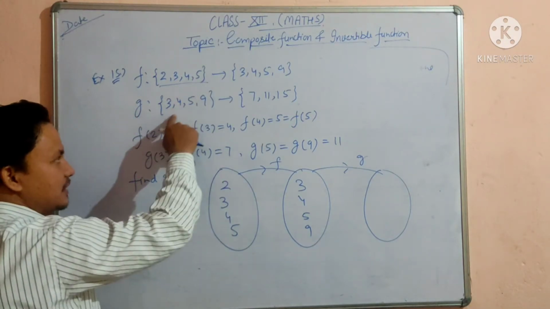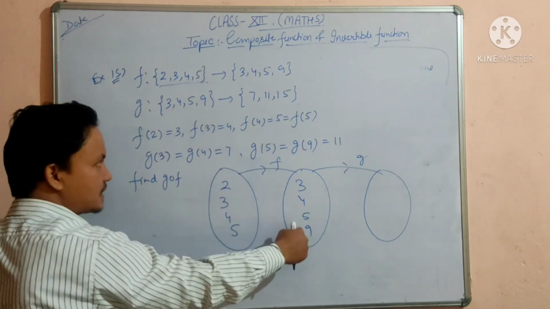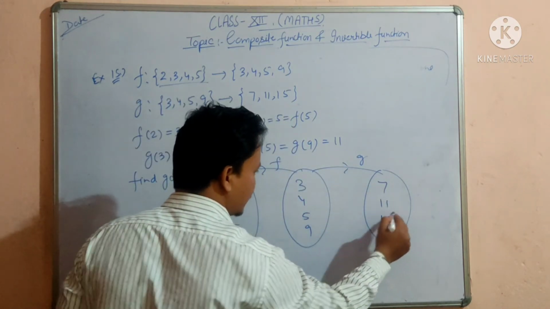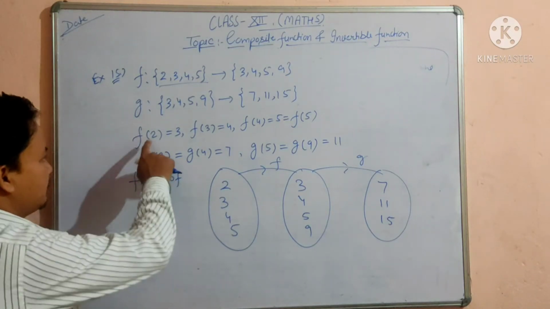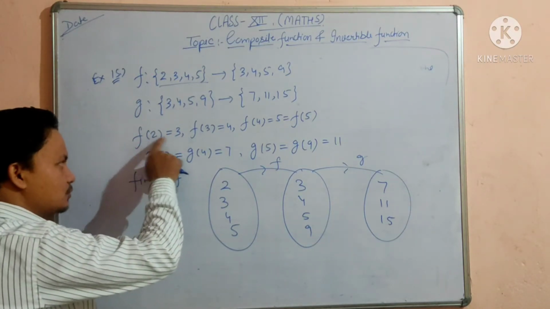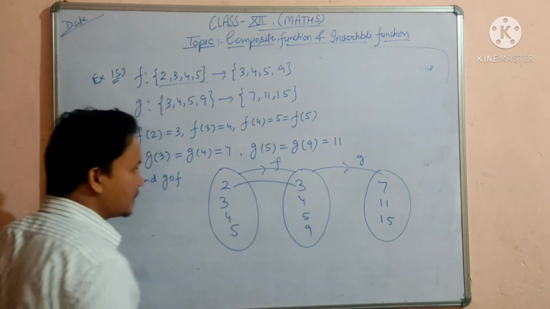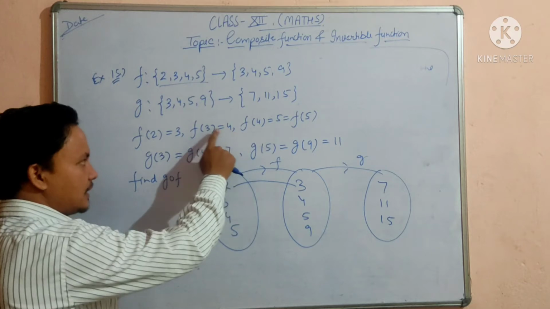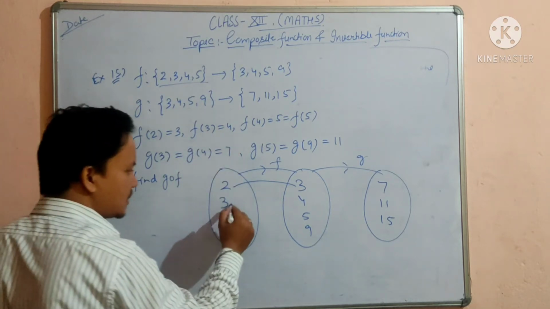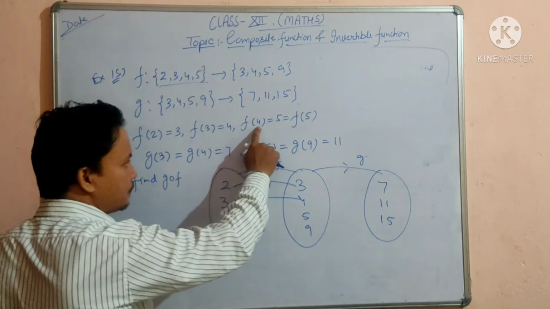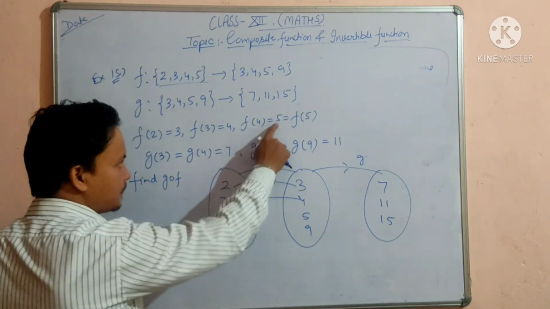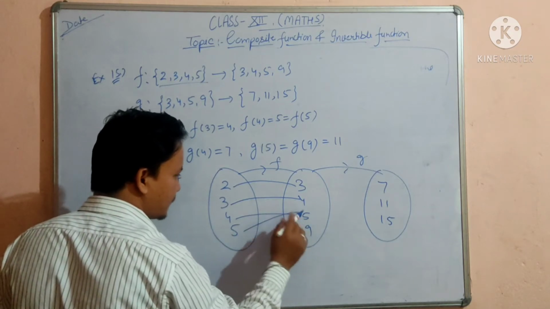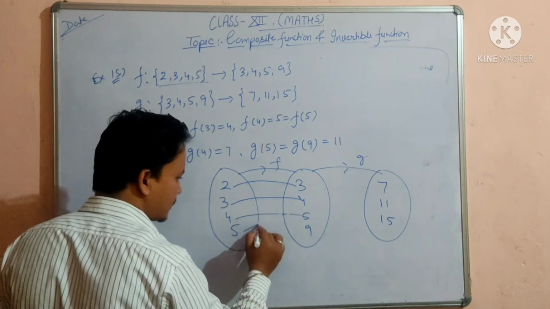So the input for the second function becomes 3, 4, 5, 9, and the output is 7, 11 and 15. Now see, f of 2 is 3, meaning the mapping of 2 is 3. So 2 is related with 3. The mapping of 3 is 4. It means f of 3 is 4, meaning the image of point 3 is 4. So 3 is associated with 4. f of 4 and f of 5 both are associated with element 5. So where is the image of both formed? In 5. Okay, so we can write it like this.